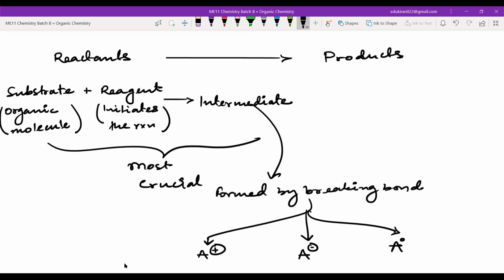Now, intermediates are formed by breaking of bonds. Breaking of a bond requires energy. That is why this is the most crucial step. Now, when you have charged species, then they can easily combine and they can easily form products.